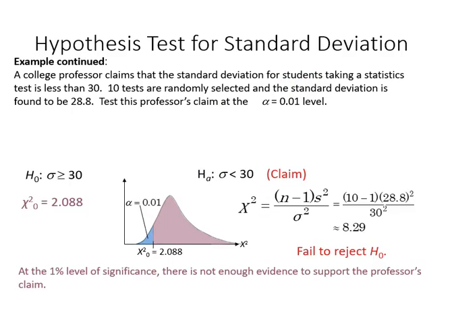So our next step then is to determine our cutoff value for chi-square, which at 9 degrees of freedom at the 0.01 level is 2.088. And then we find our test statistic using our formula. We plug in these values, and we find 8.29. And 8.29 is far larger than 2.088, somewhere over here. Therefore, it is not in our rejection region, and we fail to reject the null hypothesis. And that means that there is not enough evidence to support the professor's claim.